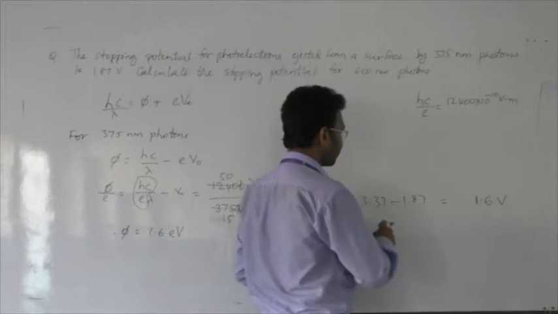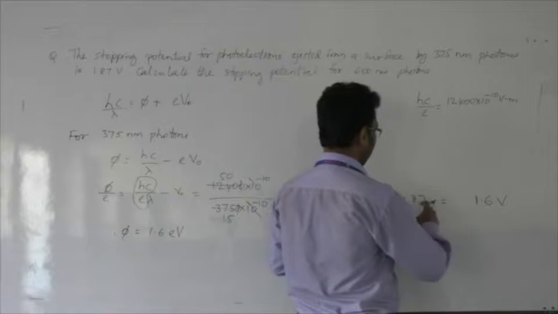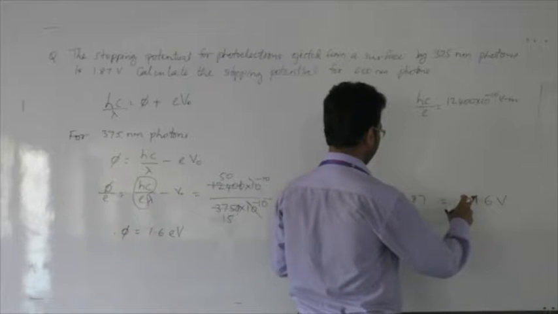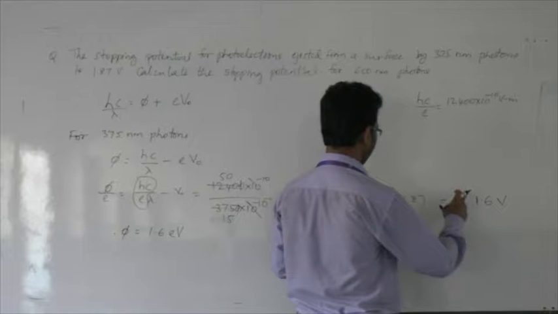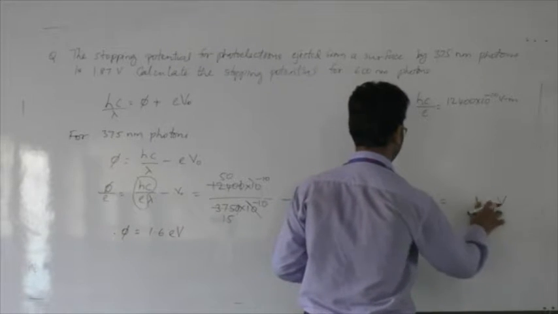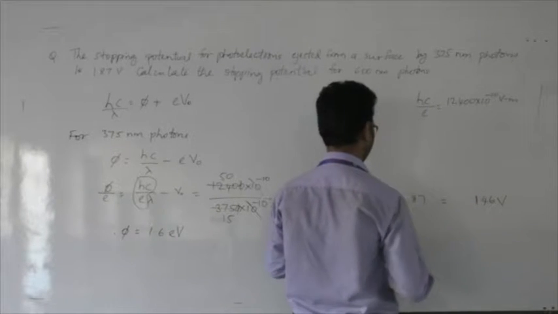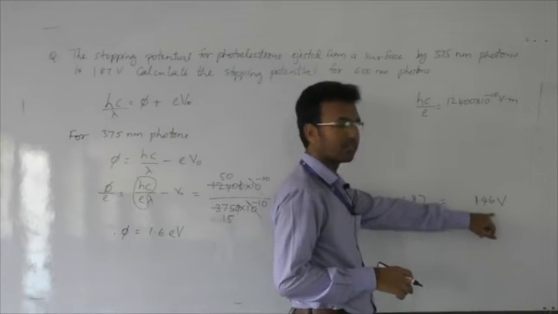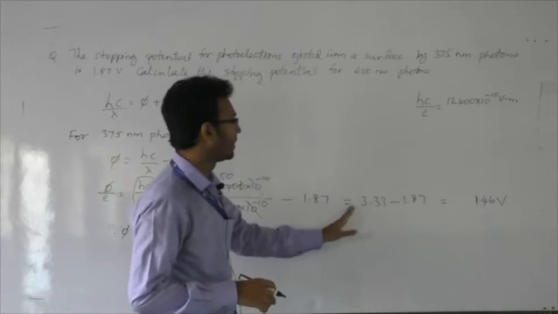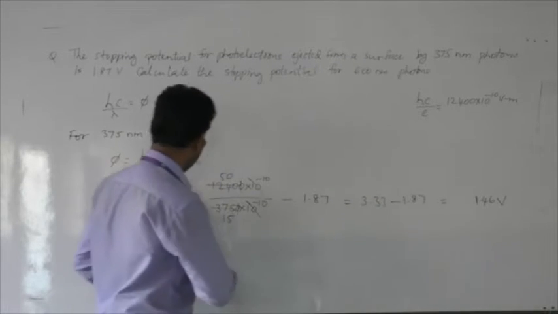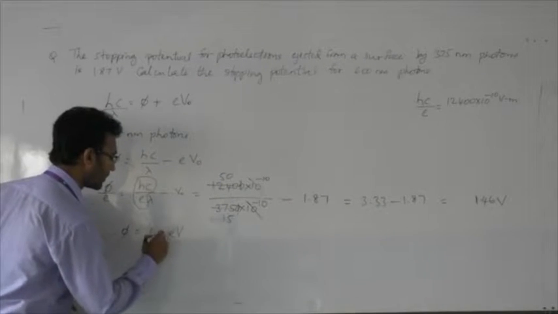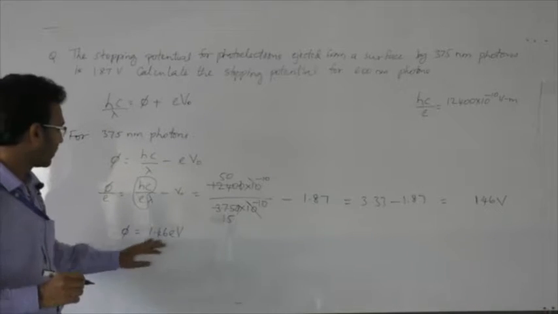3.33 minus 1.87. It should be 4... 1.46. We actually get 1.46, right? 1.46, not 1.56. Yes, 1.46 volts. So therefore phi is 1.46 electron volts. So this is the work function.